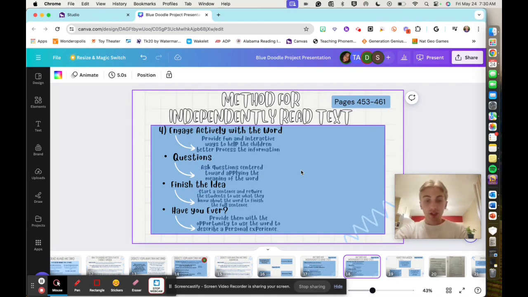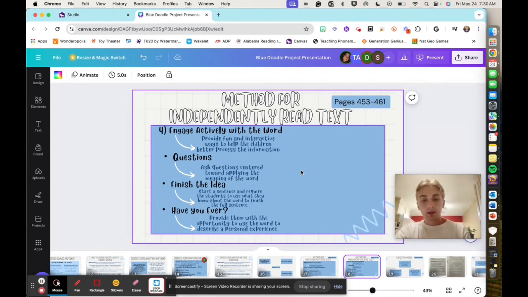The next one would be finish the idea. And so you'll start a sentence and require the students to use what they know about the word to finish the full sentence. An example of this would be to say, my sister and I tried to coordinate our after school schedules, because it's kind of open-ended.